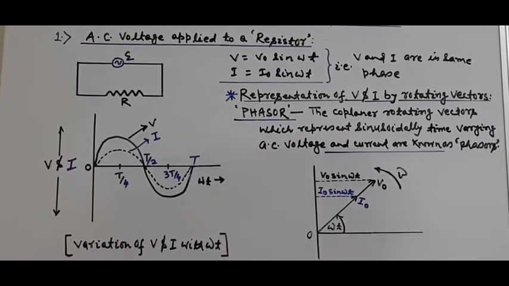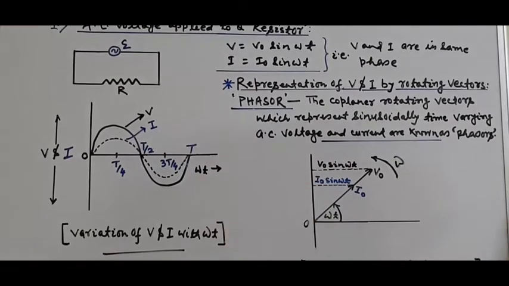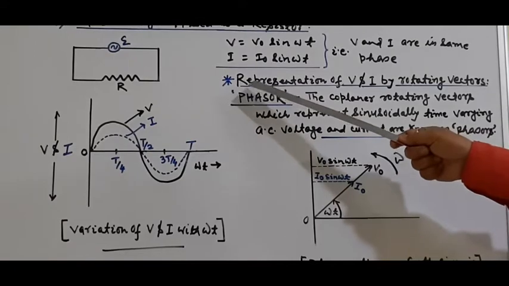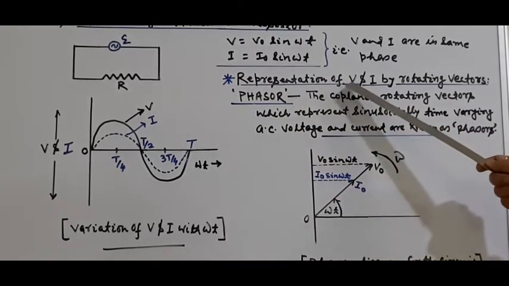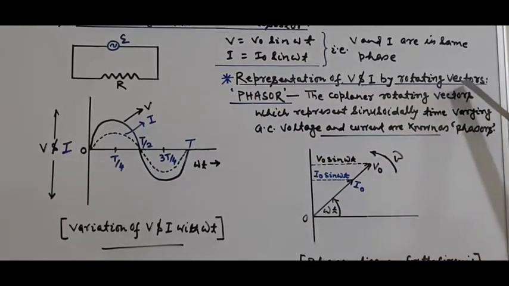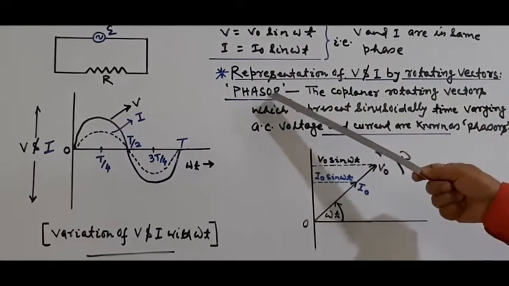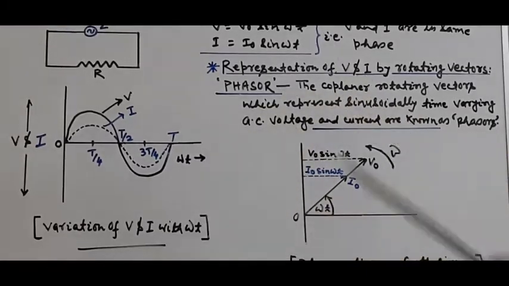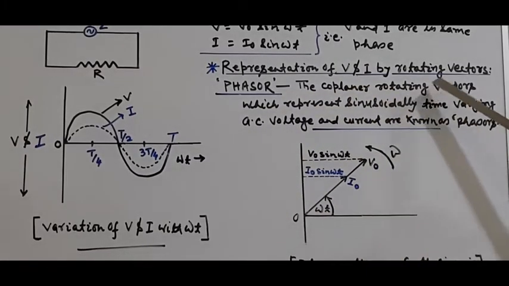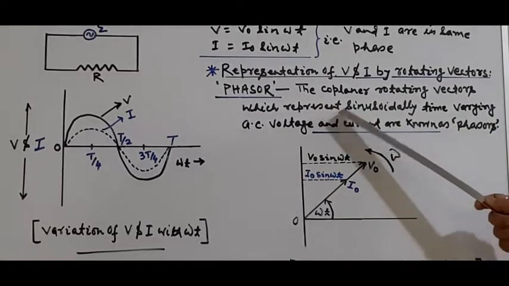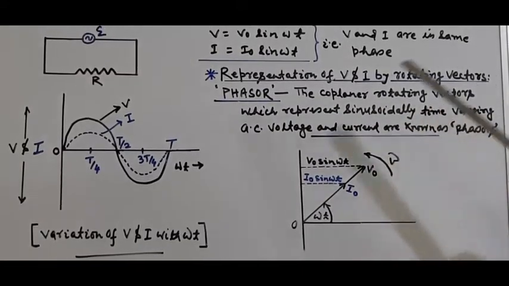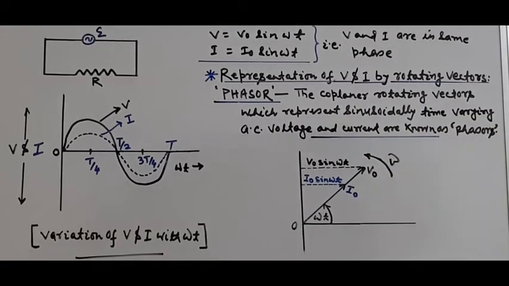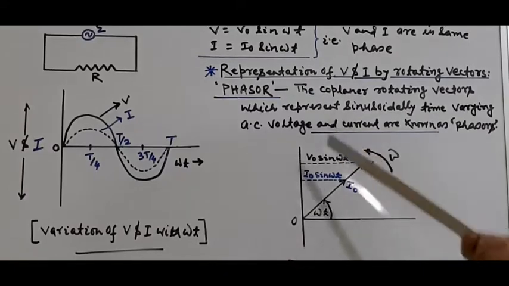Now we shall see the representation of this voltage and current with a phasor diagram. So what is this phasor diagram? Here please pay attention. I have mentioned representation of alternating voltage and current by rotating vectors known as phasors, or phasor diagram. How can we define it? The coplanar vectors which represent sinusoidally time varying AC voltage and currents are known as phasors.